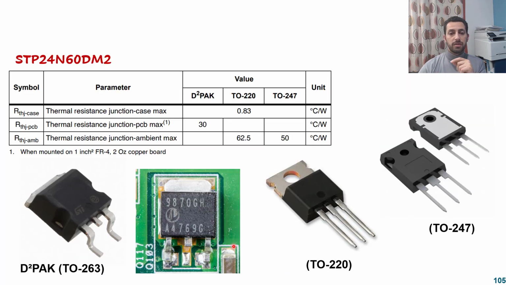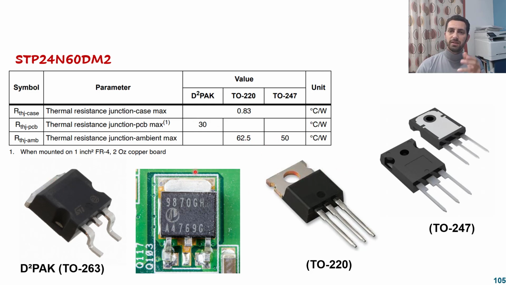And for another third example, we have this MOSFET as well, and that MOSFET has 3 packages. This is the first package, which is TO263 or D square pack. This is the second package, which is TO220. This is the shape of the package, and this is the name of that shape. And we have a third package, which is TO247. What's the point here? The point is the datasheet is giving us different thermal resistance for each package.